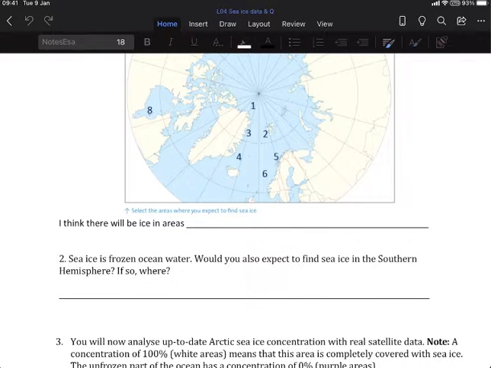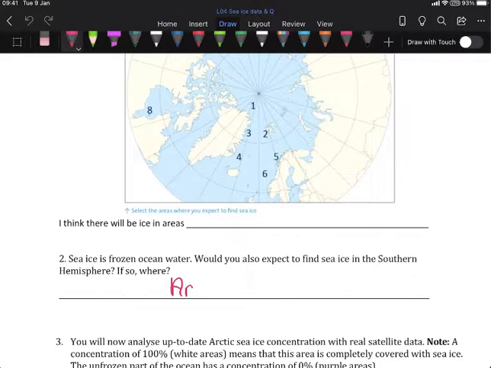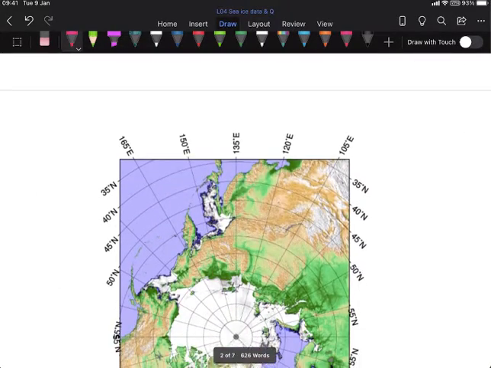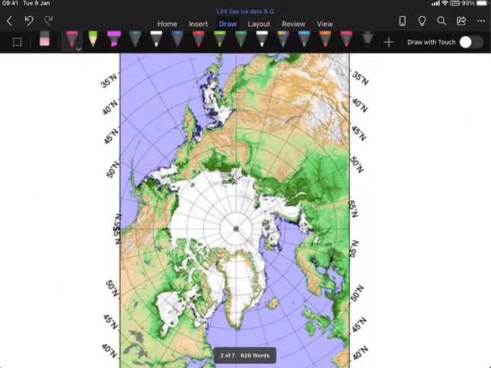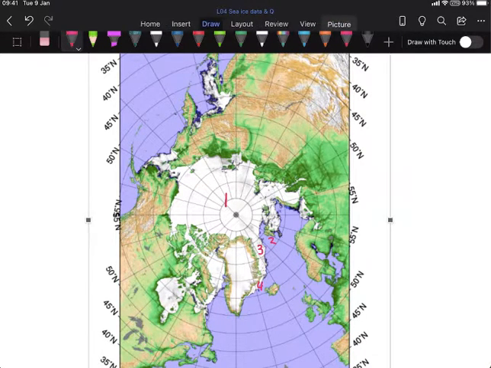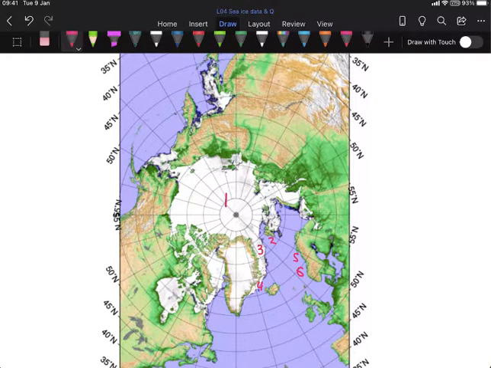For the next question, it wondered where you would expect ice in the southern hemisphere, and where would it be? And yeah, you would find it in Antarctica. The South Pole would be covered in ice. It then asked you to have a look at this picture and decide what is what. So if I was doing this, I would have filled in my little bits. So this is 2, this is 3, this is 4, this is 5, 6, and this is 8.